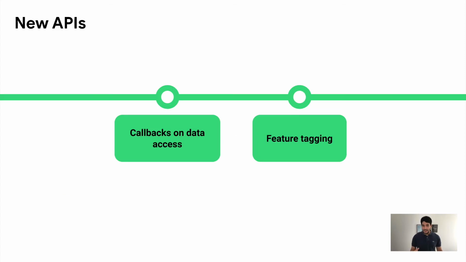So with Android 11, we're bringing 2 new APIs to help you there. The basic feature is a callback when data is accessed. So we will call you whenever you're trying to access these private sensors. And on top of that, we allow the developer to attribute access to logical features within the application. Let me show you what it means.